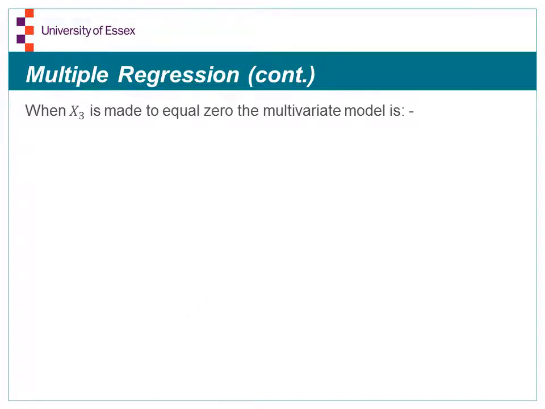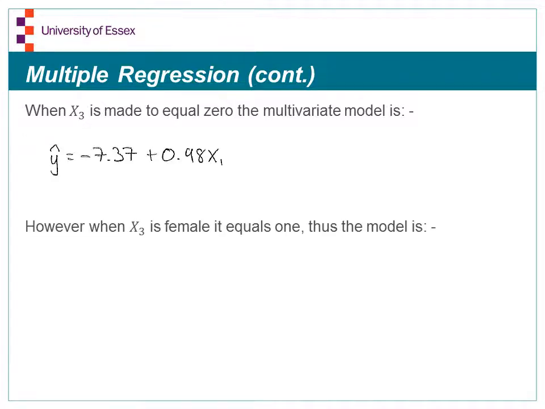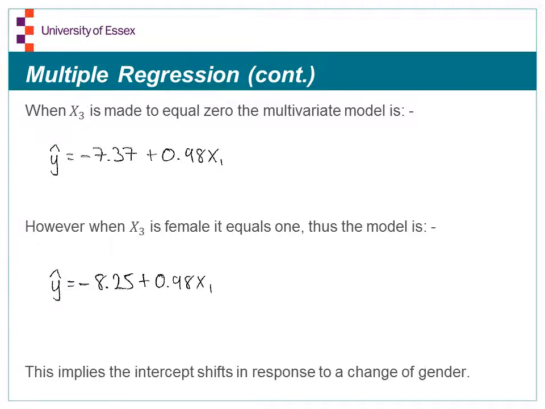So when x3 is made to equal 0, our multiple regression model is as follows, and when x3 is 1, my multiple regression model is as follows. So I've got two different models, which was visualized on the last slide, one for males and one for females, and as we said, this implies that there's an intercept shift in response to the change in gender.